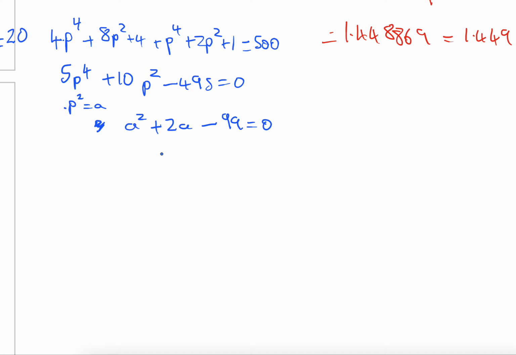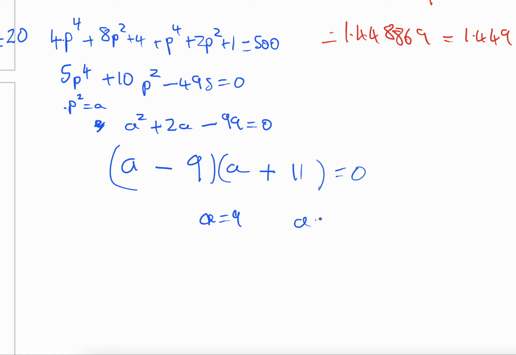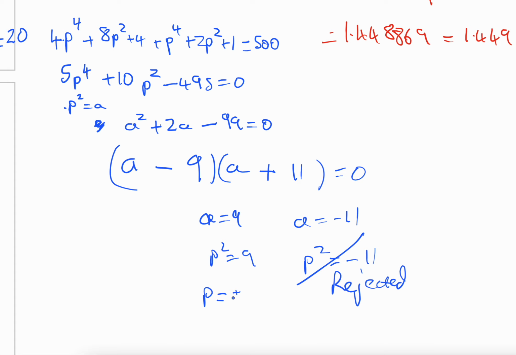Okay, cool. So we get a is clearly 9 and 11, right? And the 11 is the positive one, and the 9 is the negative. So therefore, a equals 9, or a equals minus 11. However, we said p squared, so p squared is 9, or p squared is minus 11, which is rejected. So p equals, so is it plus and minus 3?